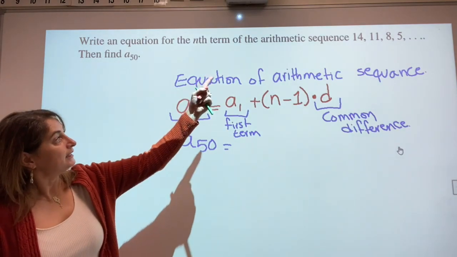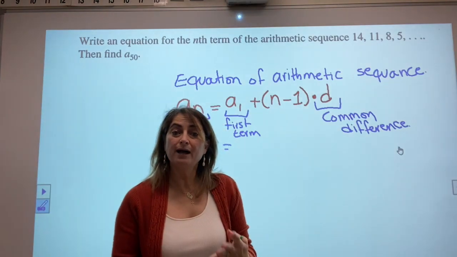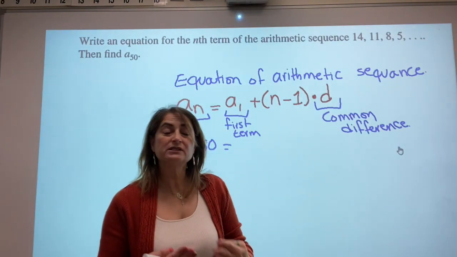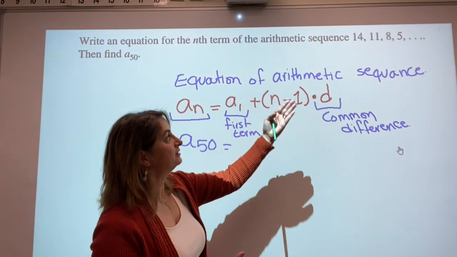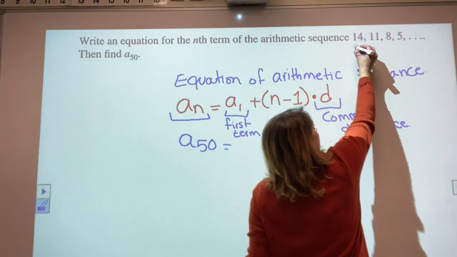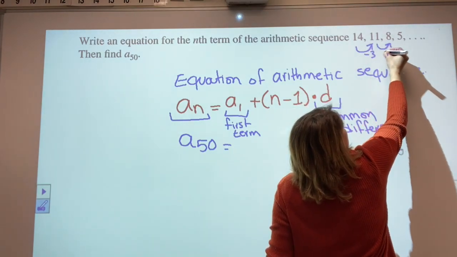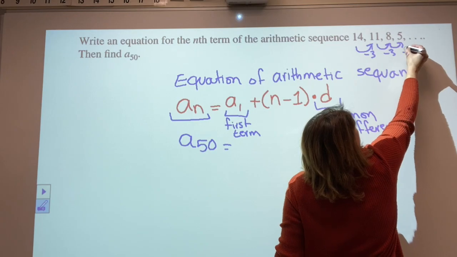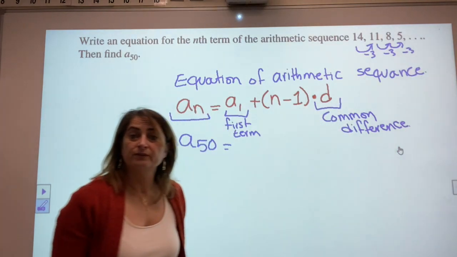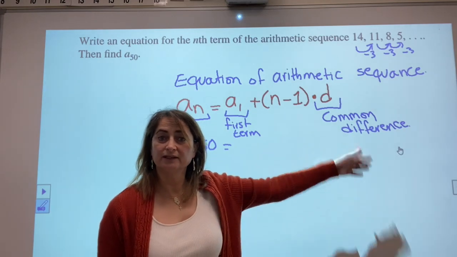So let's look at the pattern 14, 11, 8, and 5. What happens? What is the pattern? What's going on with the numbers from 14 to 11 to 8 to 5? I can tell that from 14 to 11, you subtracted 3. From 11 to 8, subtracted 3, and subtract 3, and so forth, right? I don't want to keep doing that. I don't want to keep subtracting 3 until I get to the 50th term.